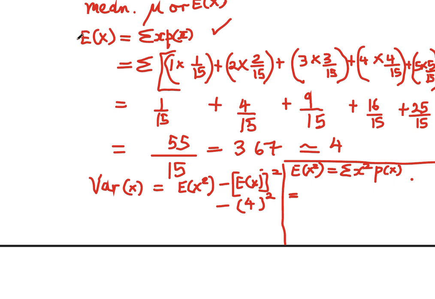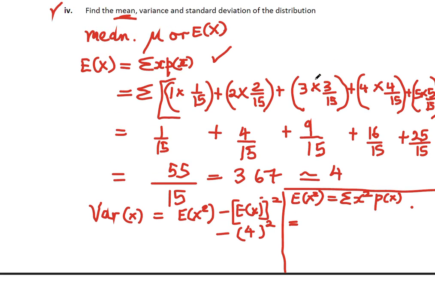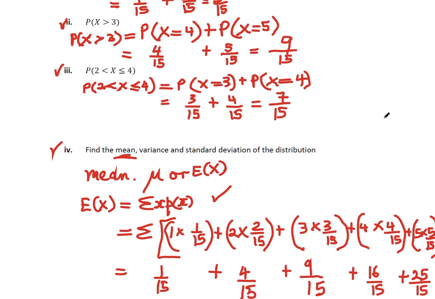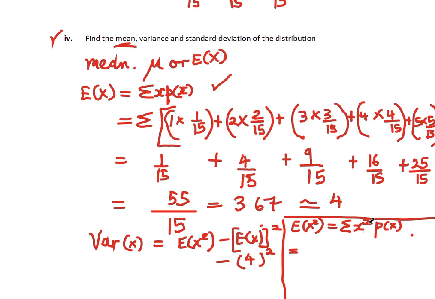When we were calculating the expected value of x, we simply multiplied the x values or outcomes here in the probability distribution table by their associated probabilities and took the summation. But with this, what we're going to first do is to square those x values and multiply by their corresponding probabilities. So here it's going to be equal to 1 squared. Basically, we're just squaring these values here: 1, 2, 3, 4, and 5. So it's going to be 1 squared multiplied by 1 over 15.